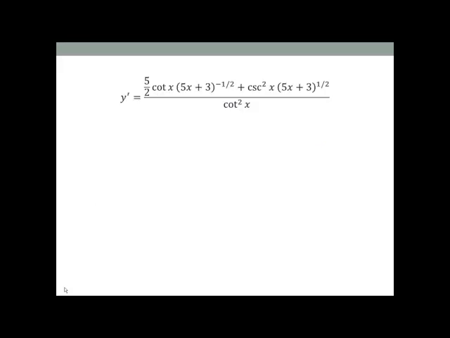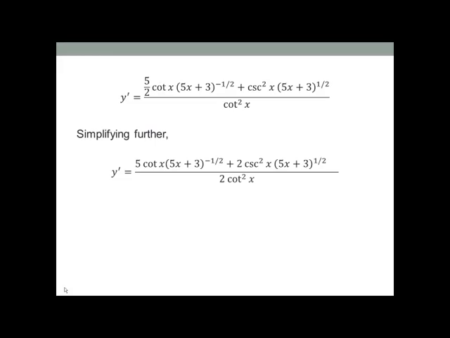Putting it all together, I end up with 5/2 times the cotangent of x times 5x plus 3 to the negative 1/2 power, plus the cosecant squared of x times 5x plus 3 to the positive 1/2 power, all divided by the cotangent of x squared. If I want to simplify this expression further, I start by multiplying every term in the numerator and in the denominator by 2. That cancels out the 5/2 and leaves me with 5 times the cotangent of x times the quantity 5x plus 3 to the negative 1/2 power, plus 2 cosecant squared of x times the quantity 5x plus 3 to the positive 1/2 power, all divided by 2 cotangent squared of x.